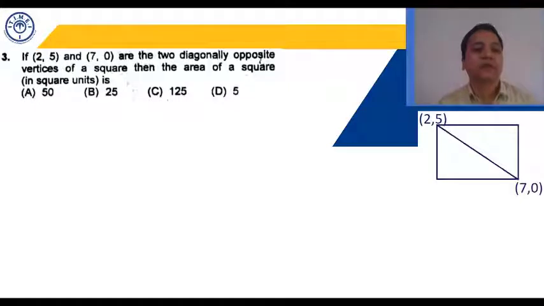This is the only thing. Now one thing can be done. We can find the length of the diagonal, and from the length of the diagonal, we can find the length of the side of the square, and then get the value of the area of the square.